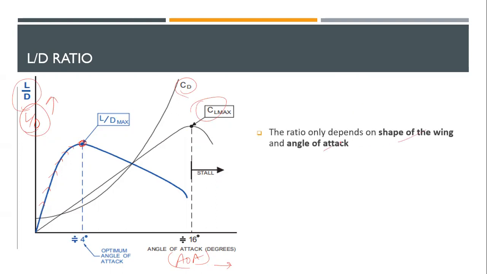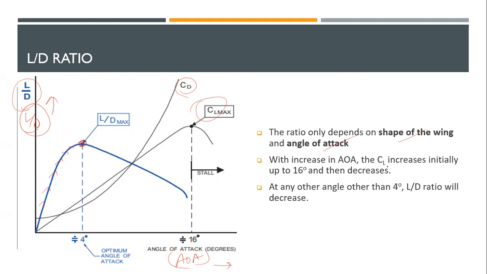The ratio only depends on these factors. With increase in angle of attack, the CL increases initially up to a certain angle, then decreases. At any other angle than 4 degrees, the L by D ratio will decrease. Of course, after this, okay? After 4 degrees, I'm saying, at any other angle other than 4 degrees.